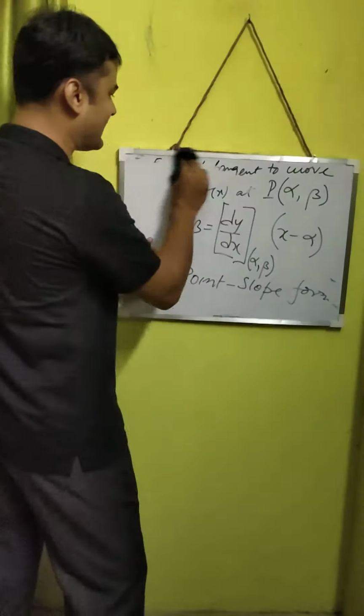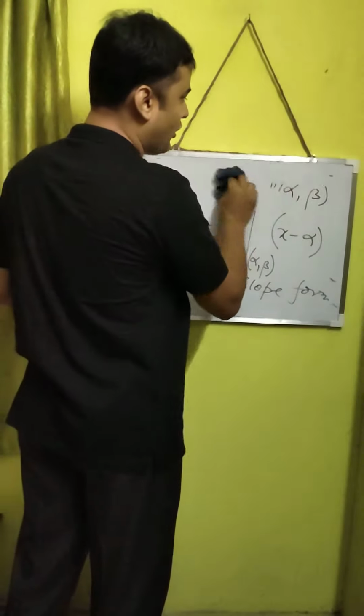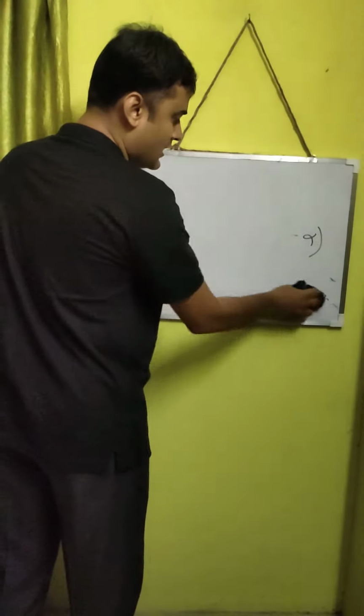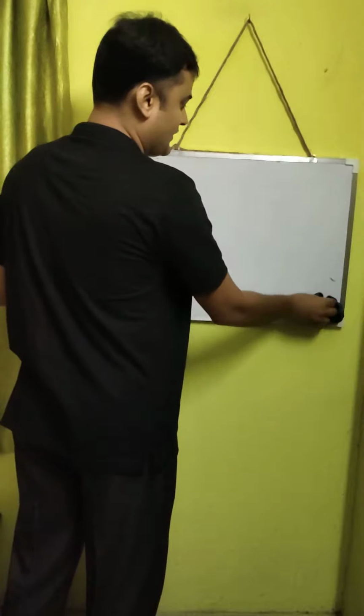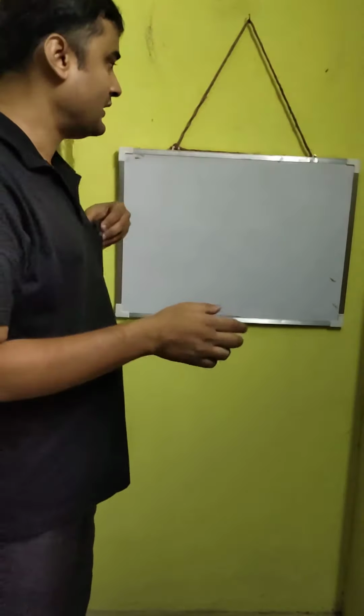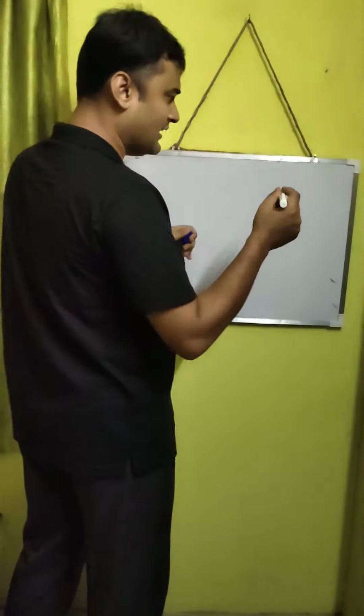I'll start with a very basic example of a circle. Since you all read about tangents to a circle in your class 10 syllabus, maybe in your secondary syllabus, let us discuss this. Let us start this example with a circle. So let us consider the equation of a general circle.